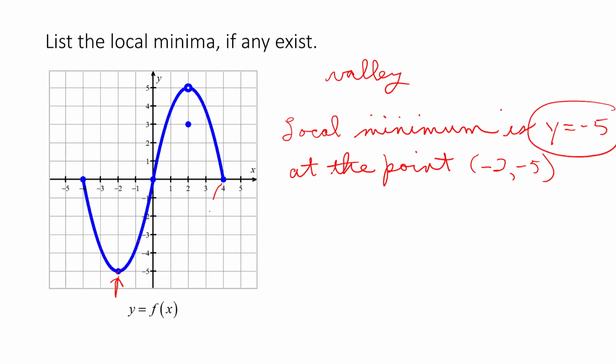Why is this point here not a local minimum? Because if we're in a valley, we only have one side to look up to. We have to be able to look up to both sides of the valley, like so. Okay, so that's local minimum.